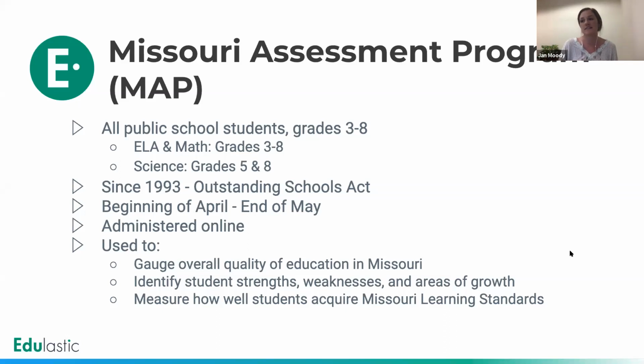So overall, the test is used to gauge overall quality of education in Missouri. It's helped to identify student strengths, weaknesses, and areas to improve for both the teacher and the student. And then it also measures how well students acquire those Missouri learning standards. And the important thing to point out with this is that on Edulastic, every single item and assessment is tied to a standard. And so this makes it really easy for teachers to be able to track standards and to track students and to understand how they need to adjust their instruction in order to support their students as best as they can.